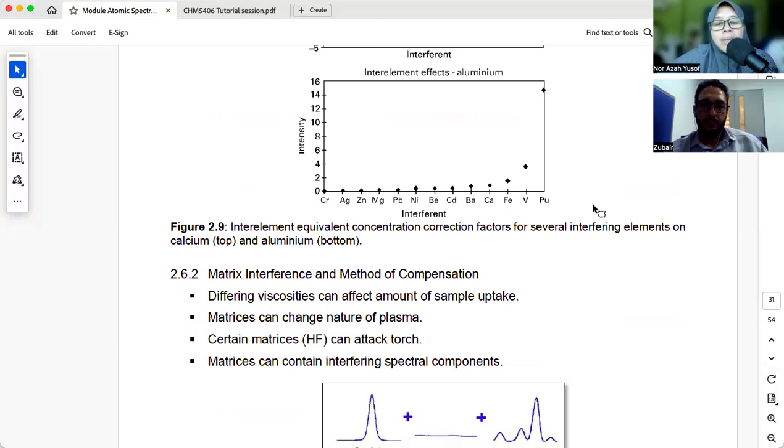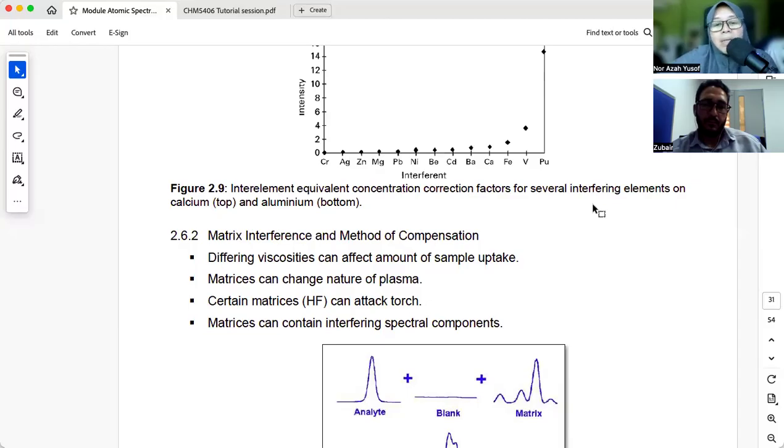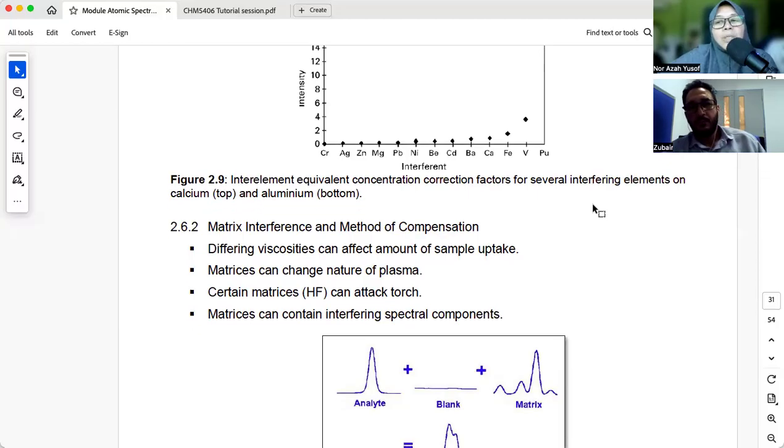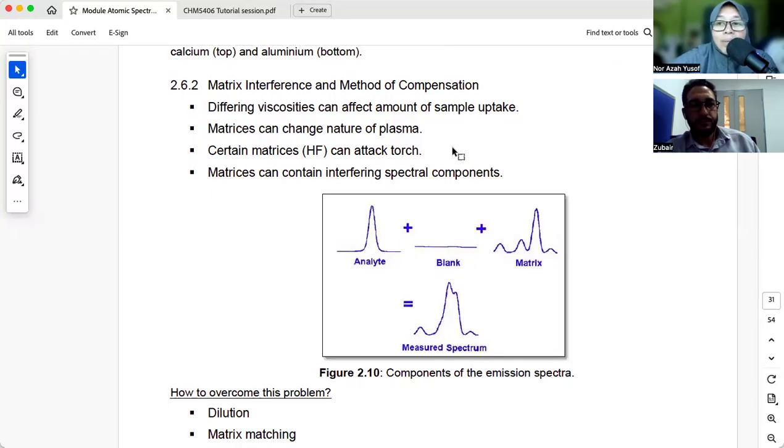Matrix interference, and method of compensation. We have learned just now standard addition, so we don't need to worry about matrix. If you use standard addition to construct the calibration plot, then it should be okay. You can see this is what we have when we have matrix. But let's imagine the coconut water just now, and then this is the analyte. So this is the measured spectrum. When we have this kind of spectrum, the machine will have some issues because when the machine analyzes, it requires a clean spectrum.